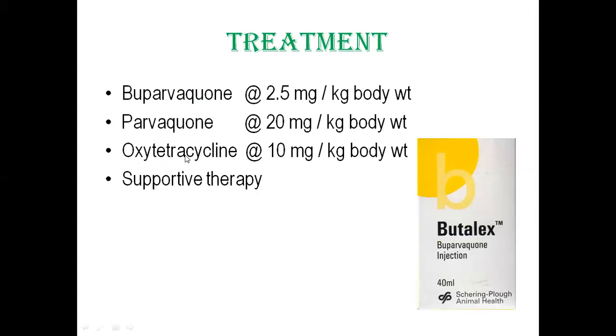Another one that is really important and simple to use is oxytetracycline at the dose rate of 10 milligram per kg body weight. But oxytetracycline will not kill the parasites, it will only halt the development of the parasites. Apart from this, supportive therapy like anti-diarrheal, antipyretic and antihistaminic might be given.